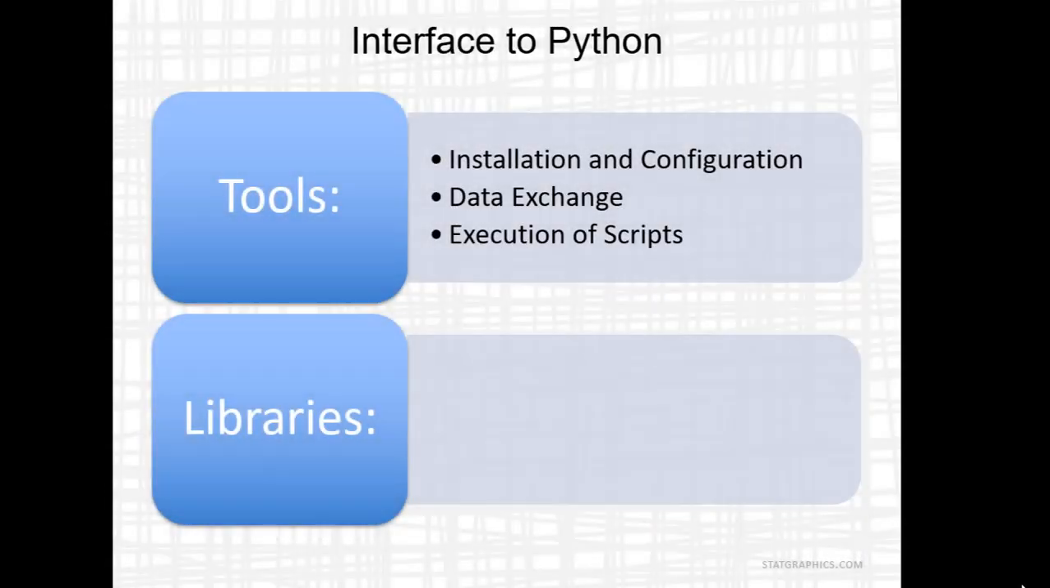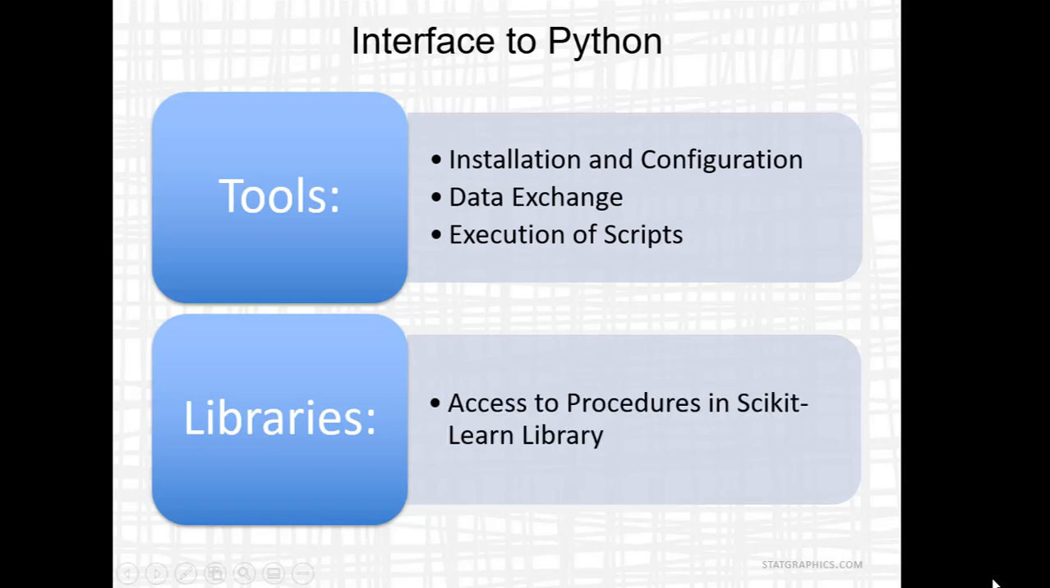For version 19, we've also added an interface to this Python scientific computing language. Python may be downloaded and installed free of charge. We provide tools for installing and configuring Python, for passing data back and forth, and for executing Python scripts and capturing the output in Statgraphics. We're also adding procedures which give direct access to functions in the scikit-learn library without leaving Statgraphics.